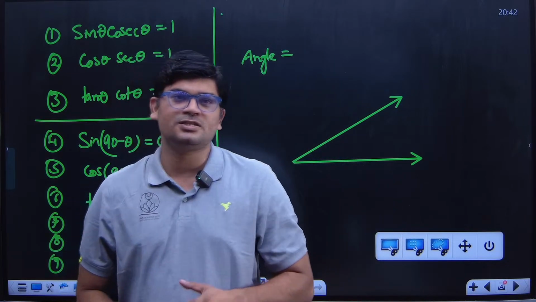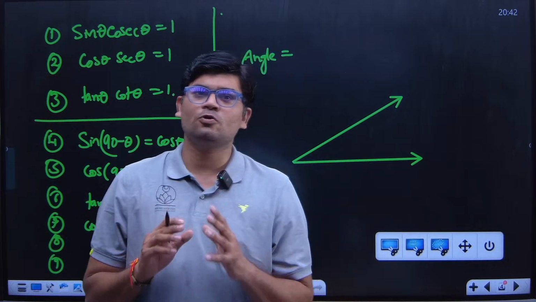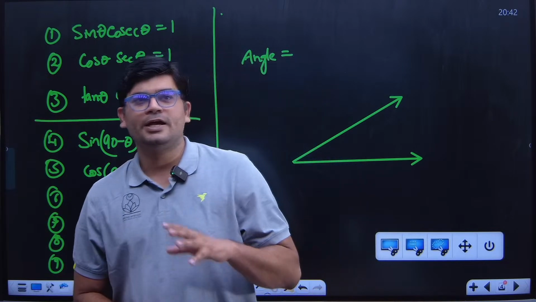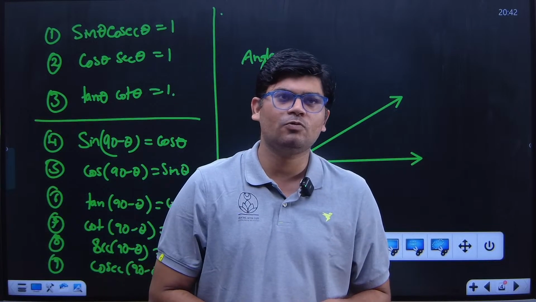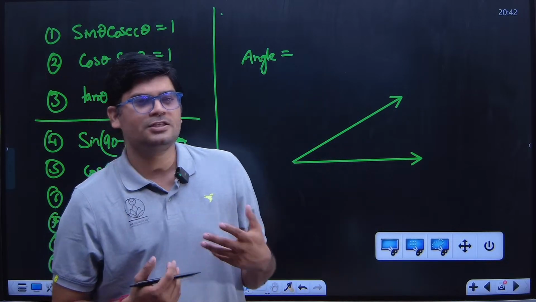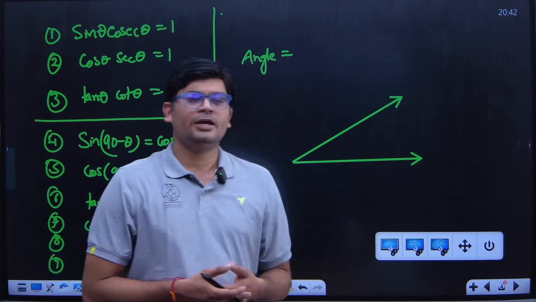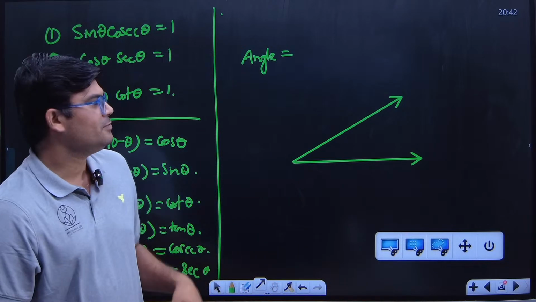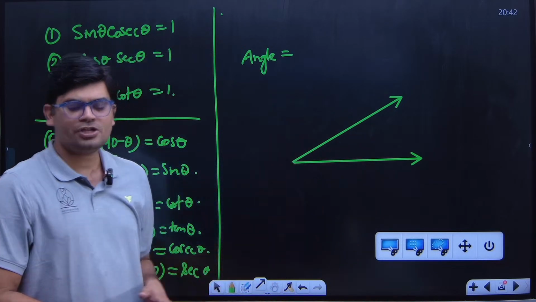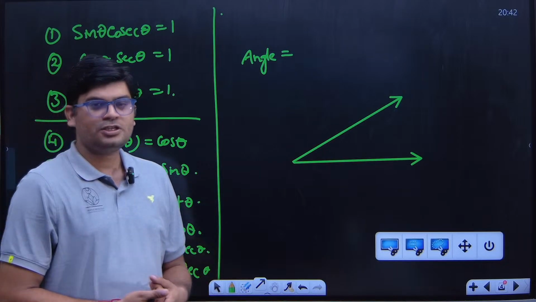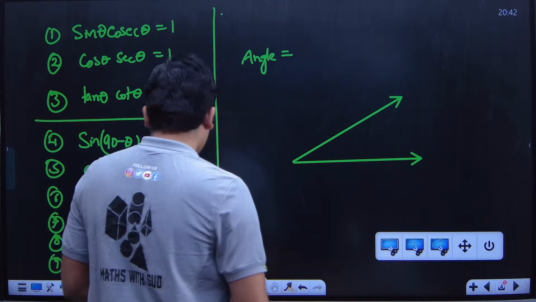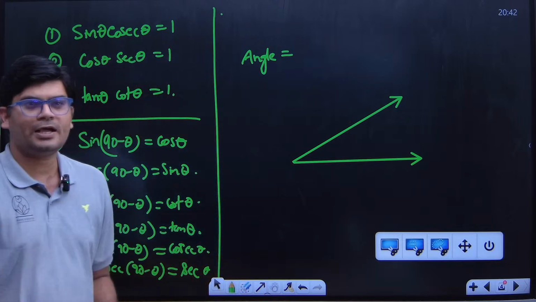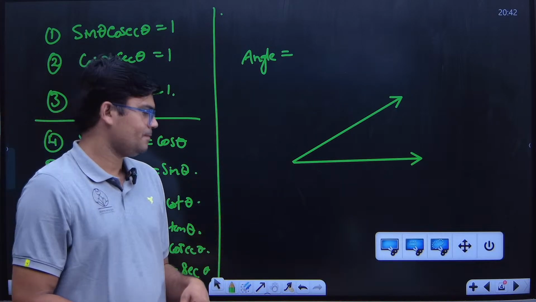Because 360 is a very good number which has so many factors: 1, 2, 3, 4, 5, 6, 8, 9, 10, 12, then 15, 16, 18, then 20. There are many numbers which can divide 360. So that's why one complete rotation is chosen as 360. You know all the kinds of angles: acute angle, right angle, obtuse angle, complete angle, straight angle, reflex angle.